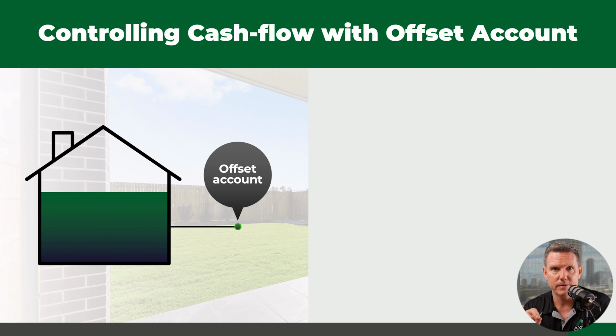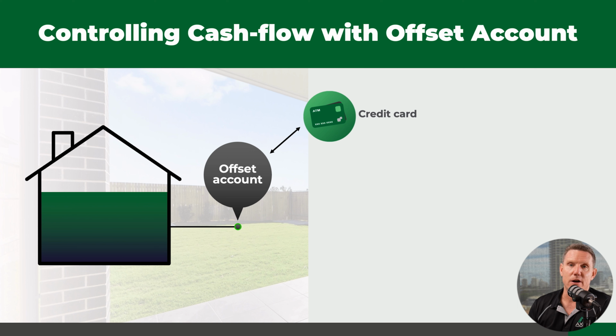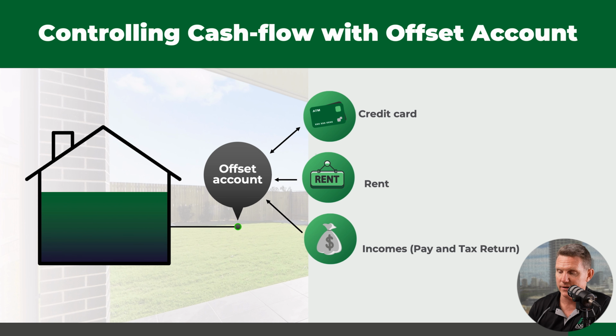Your offset account has a BSB and account number, just like a savings account. All right. It is linked to the loan as per the line down the bottom there. Now, you can have a credit card attached to the offset account. I'll come back to that shortly. All of your rent should go into the offset account and all of the income you have and your tax return. So every dollar that you have access to.